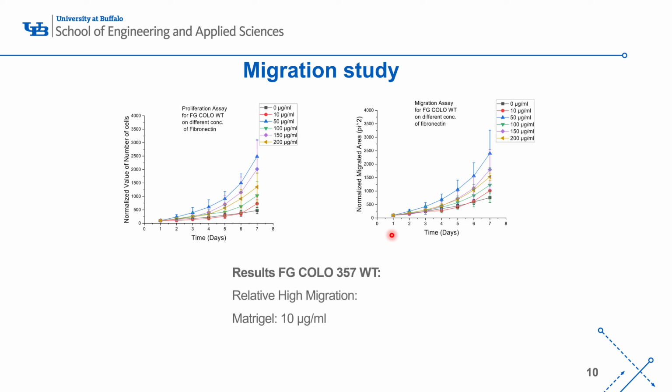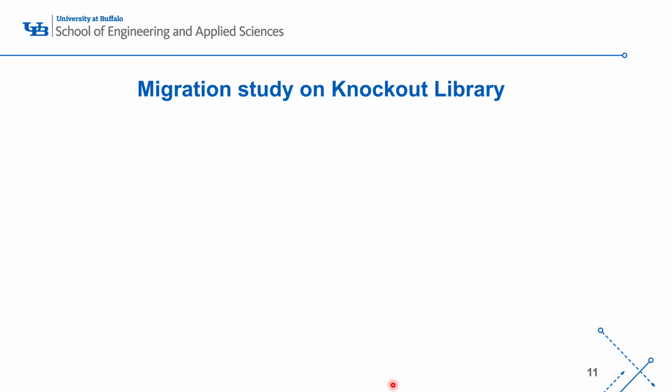So the final conclusions from this migration study are that for the wild type, we get more migration at 10 microgram per ml for the material, for collagen we get more migration at around 10 microgram per ml, and for fibronectin at around 50 microgram per ml. And after that we did the study on knockout libraries.